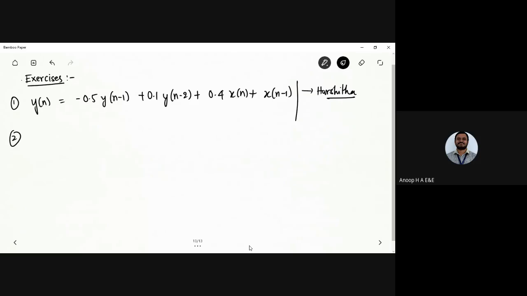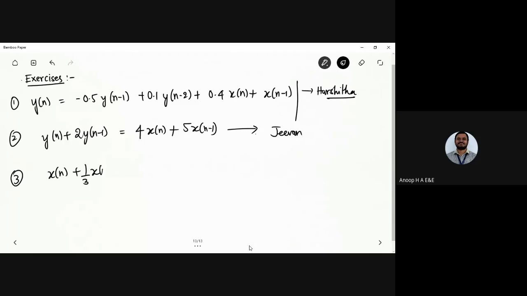Harshita is there. Next one: y of n plus 2 times y of n minus 1 equals 4 times x of n plus 5 times x of n minus 1. This problem I can give to G1. Okay. Next, third problem: x of n plus 1/3 x of n minus 1 plus half of y of n minus 1 equals y of n. I can give this to Pawan Kumar.